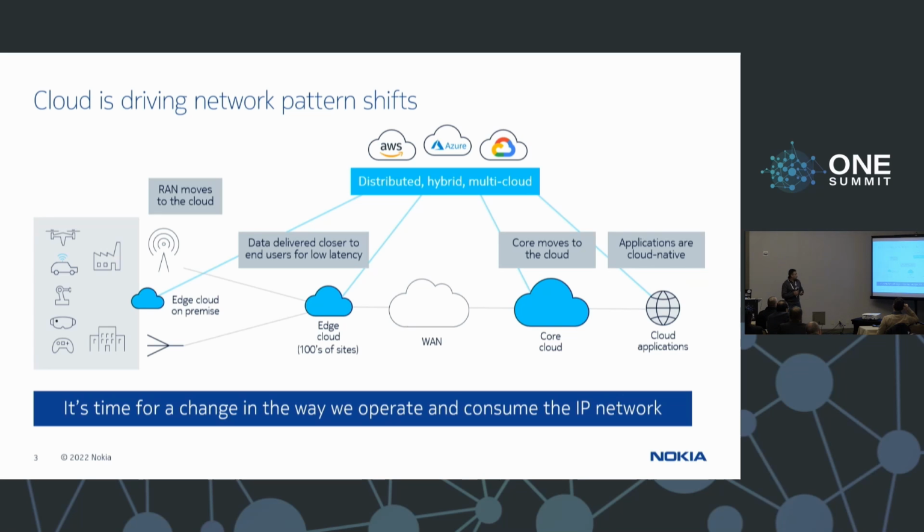The beauty of this is all these cloud locations need to be interconnected using an IP network, and we need to see how we could automate that IP network connectivity. We are taking a specific example of edge, and this can be expanded.